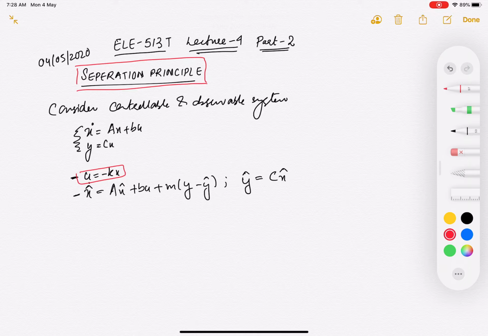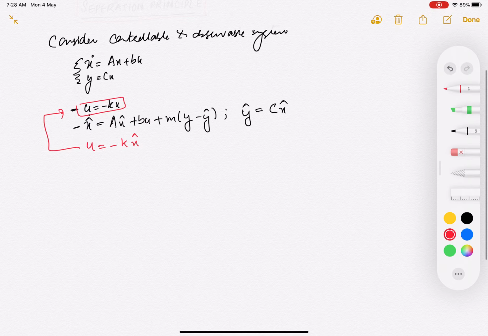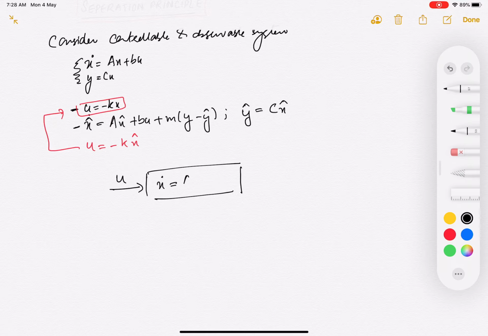So basically your controller is now u is equal to minus K x hat instead of u is equal to minus Kx. So what do the overall dynamics become, and how does the plant look like? If you want to sketch this, it will be something like this. You have a plant which responds to the input. The dynamics are x dot is equal to Ax plus Bu. You have a C matrix, and you get y.